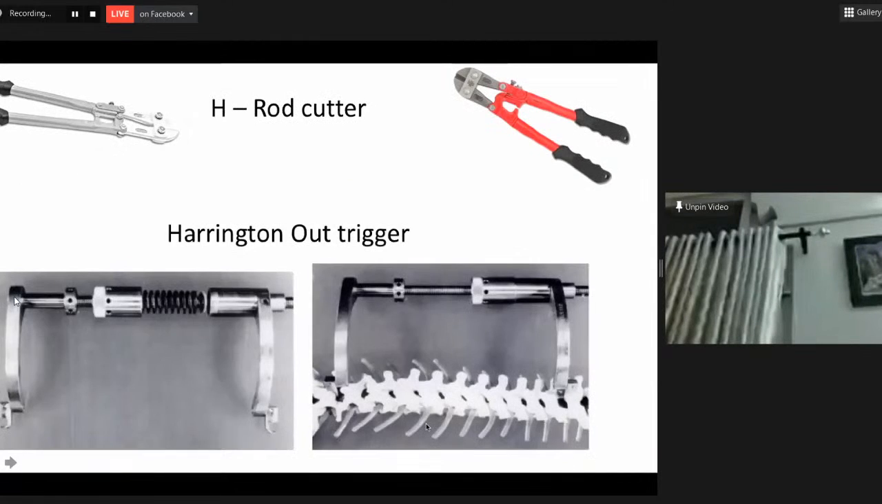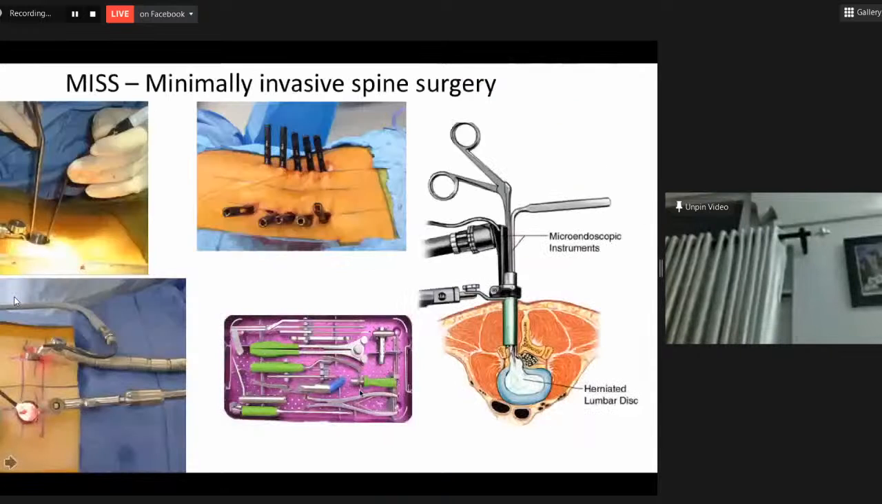This is the rod cutter. This is the Harrington distractor. So there, when you want to distract, you put it here and distract it, and then you put the rod there. Now, a word about minimally invasive surgery.